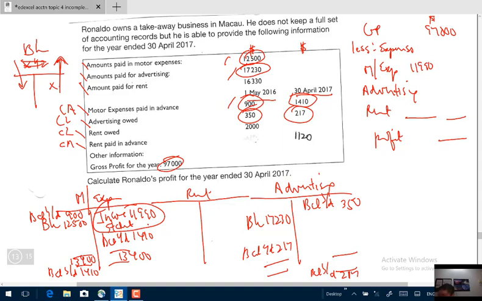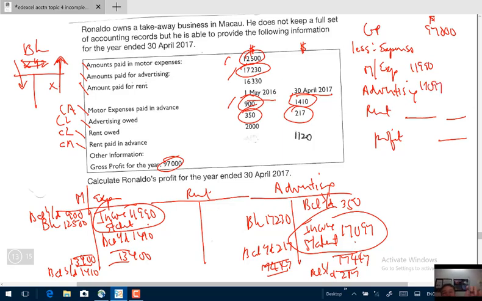Don't forget. So now what do we have? On the left hand side, 17230 plus 217, or on the debit side, total is 17447. On the right hand side should also be 17447 less 350. So your missing figure is 17097. And this is actually the advertising expense for the whole year, which you have to transfer to your income statement. Hence, you write here income statement. This is the missing figure on the credit side, so you debit your advertising 17097. Okay.